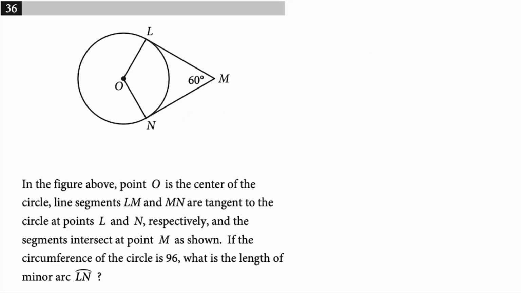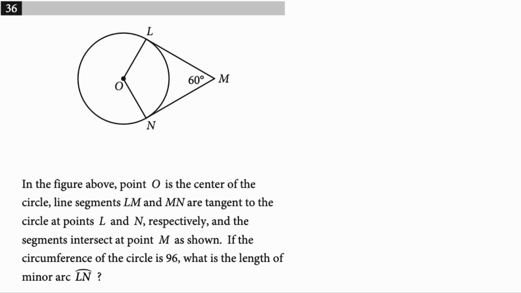In the figure above, point O is the center of the circle. Line segments LM and MN are tangent to the circle at points L and N, respectively, and the segments intersect at point M as shown. If the circumference of the circle is 96, what is the length of the minor arc LN?